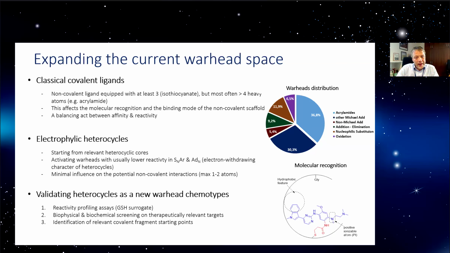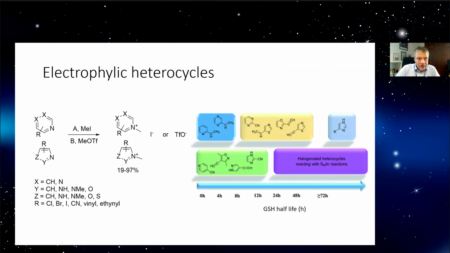So what we did, we derived different 5-member, 6-member heterocycles with suitable substituents up to 1 or 2 atoms. And we synthesized these compounds, and first we profiled their reactivity in a surrogate assay. And then we turned to biophysical and biochemical screening. We performed these screenings for some different therapeutically relevant targets. And our basic objective was just to generate relevant covalent starting points for further optimization. So let me show you a little bit about the chemistry.